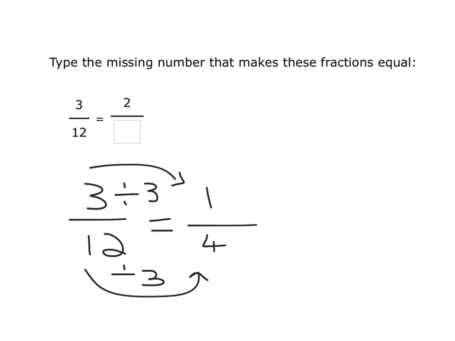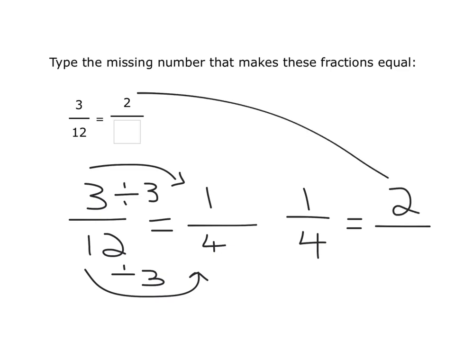So now that I know that, I'm going to take my 1/4 and try to make an equivalent fraction to the 2 here, if you notice that. So in this case, I can multiply by 2. 1 times 2 equals 2, and then keeping things equal, do the denominator the same way. 2/8 is equivalent to 1/4.